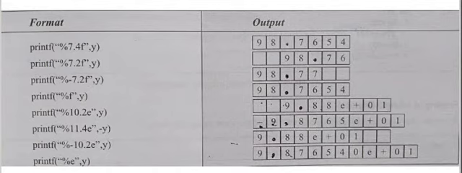And as we know, %-7.2f, we get spaces on the right hand side. %10.2e, exponential format. 10.2e. So 98.7654 is converted into 9.88 multiplied by 10 to the power of 1.